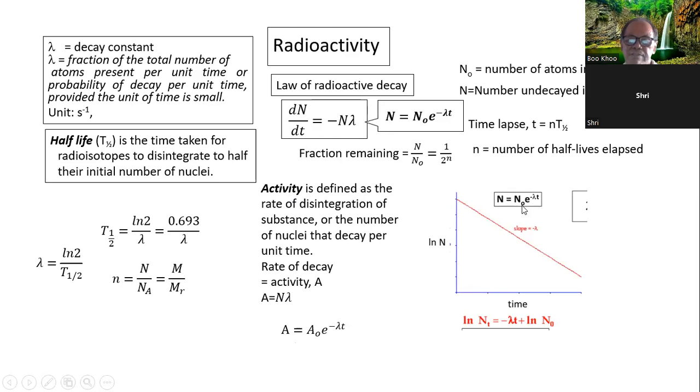Then know how to draw the graph. Take the ln of this one. And then this is the gradient, minus lambda, a constant. This is ln N naught.